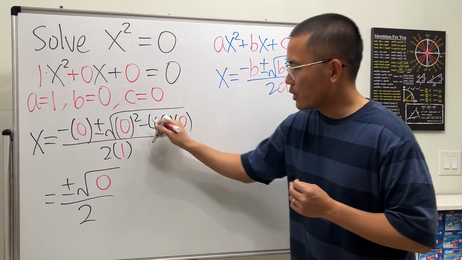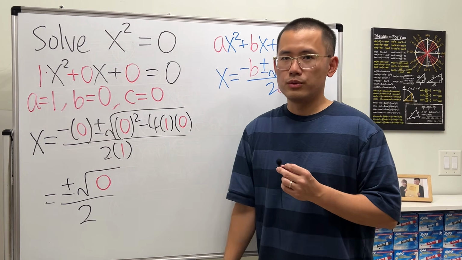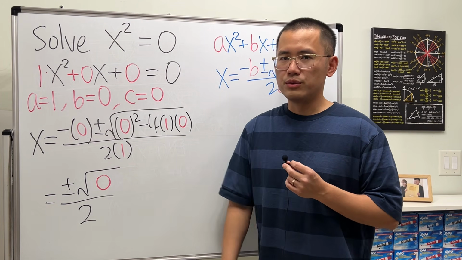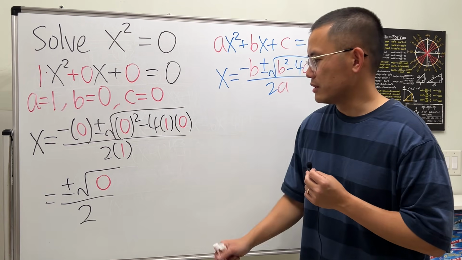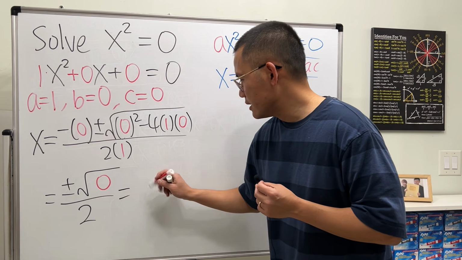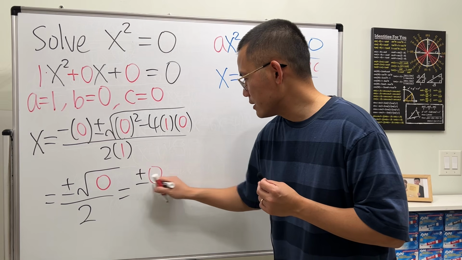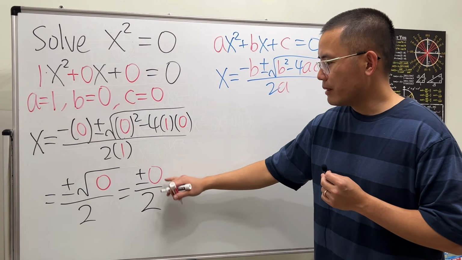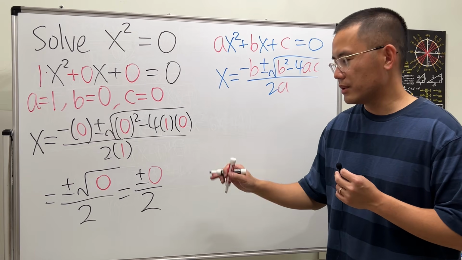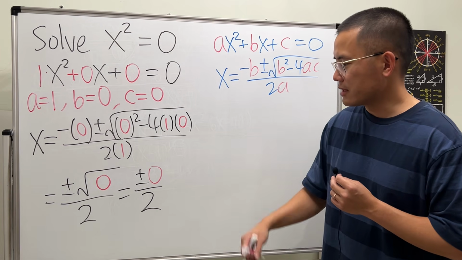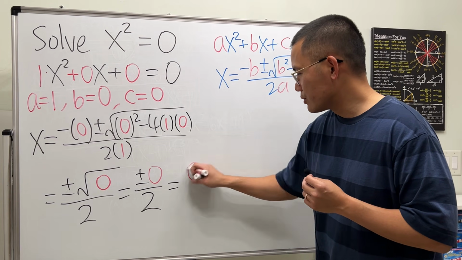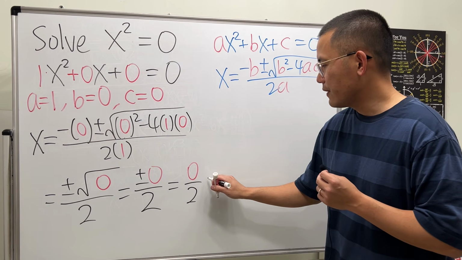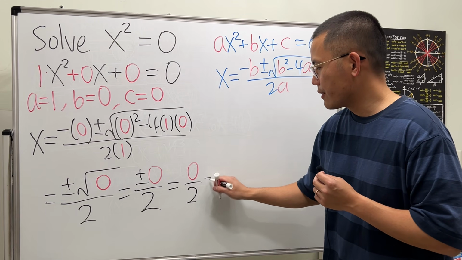All right. So after we work this out, the inside is 0. And now, what is square root of 0? Well, simplify it, it's equal to 0. So this gives us just 0 and plus or minus 0 over 2 like this. And then plus 0 and minus 0 is actually just 0. Right? 0 is not negative, it's not positive. So this is just 0 over 2. And the final answer is just equal to 0.